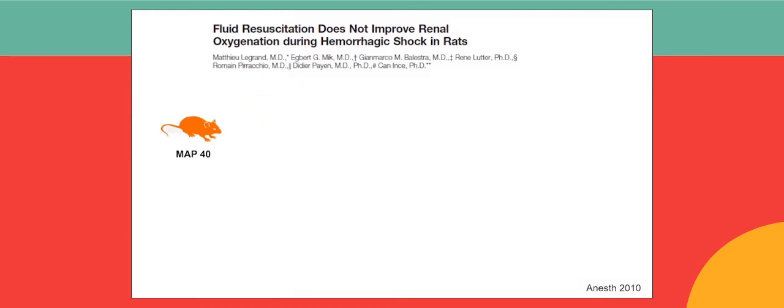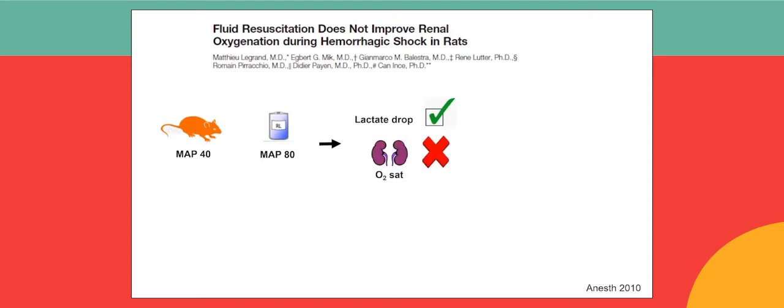Again, we turn to the experimental condition of hemorrhagic shock in rats, in which hypotension was induced, and then these rats were resuscitated with crystalloids. Well, what happens? The lactate decreases, but the saturation of the kidney does not improve. So thereby, fluid resuscitation does not improve the oxygenation of the kidneys.